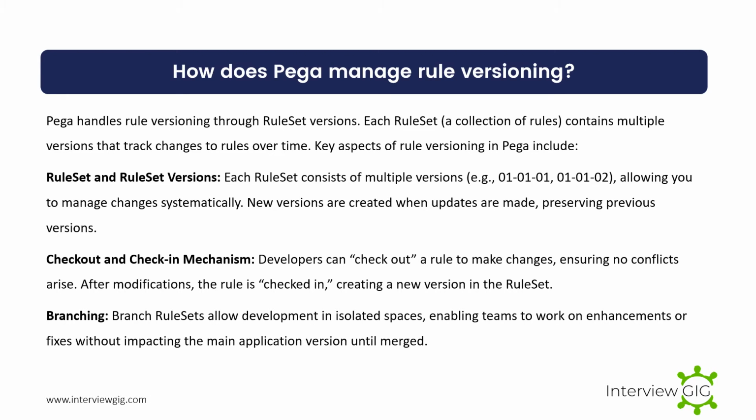Branching. Branch rule sets allow development in isolated spaces, enabling teams to work on enhancements or fixes without impacting the main application version until merged.